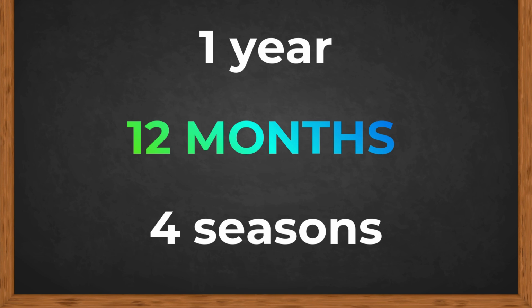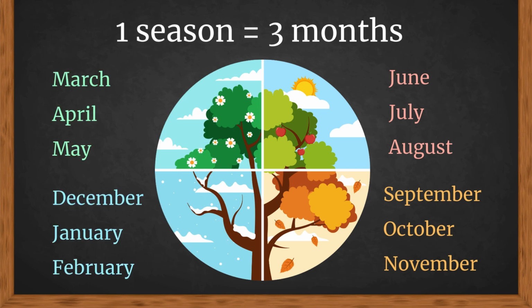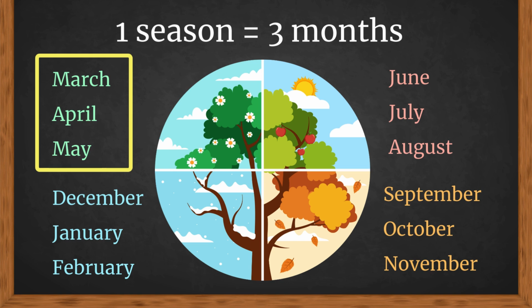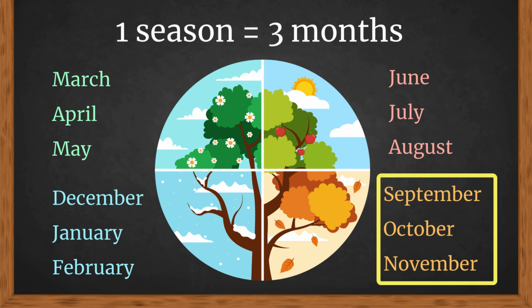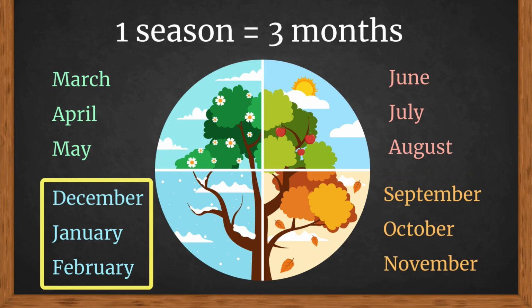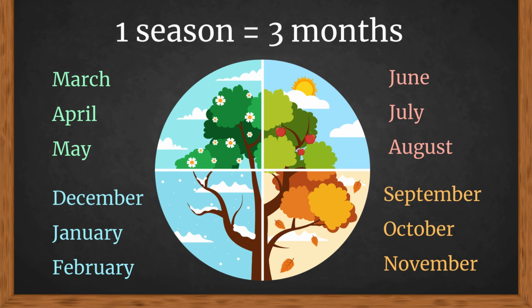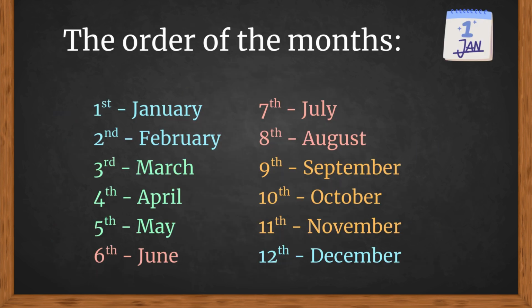Now, let's talk about months. There are 4 seasons and 12 months in a year. A season has 3 months. Spring, March, April, May. Summer, June, July, August. Fall, autumn, September, October, November. Winter, December, January, February. But the year starts in January.